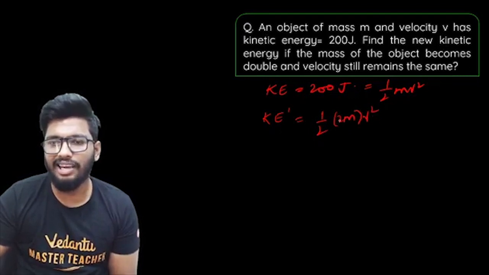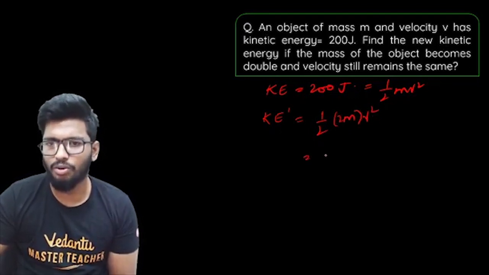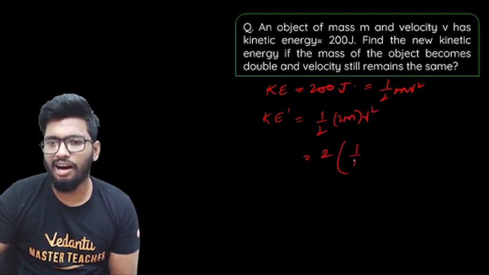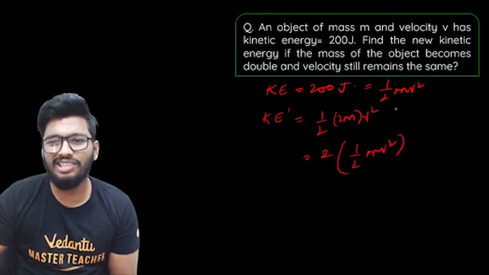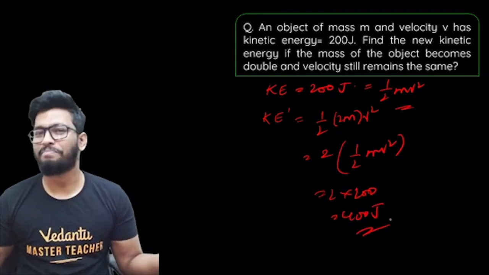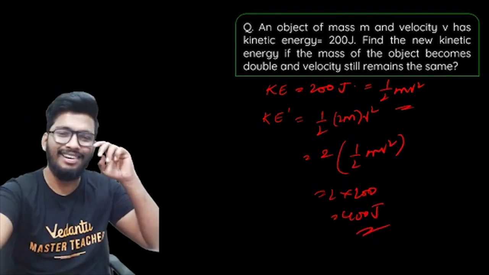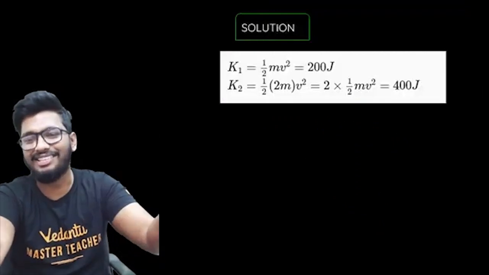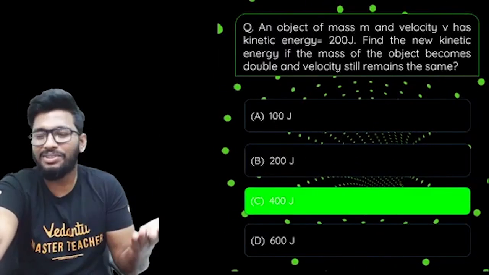So I'll just take the 2 outside. So what are you going to get? 2 into half mv square. Now what is half mv square? That's 200 joules. So 2 into 200, what are you going to get? 400 joules is the answer. That's all. Very, very simple question, guys. And the answer is 400 joules. Option C is the right answer.